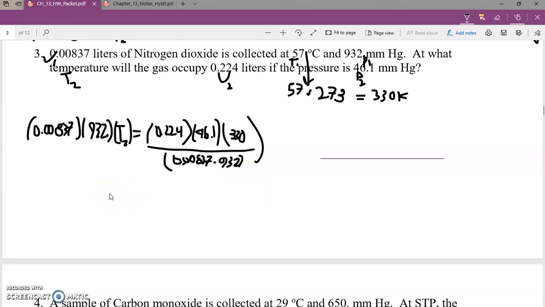Let's whip out the calculator. 0.224 times 46.1 times 330, divided by 0.00837 times 932. And I find a different temperature. T2 is equal to 436 Kelvin. And that would be your answer.